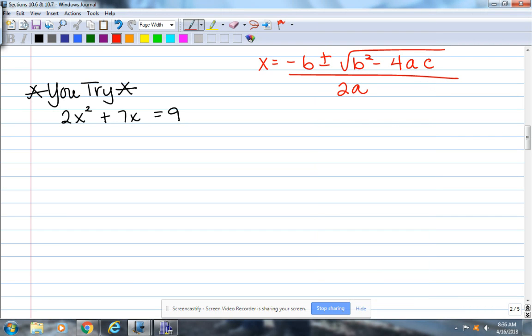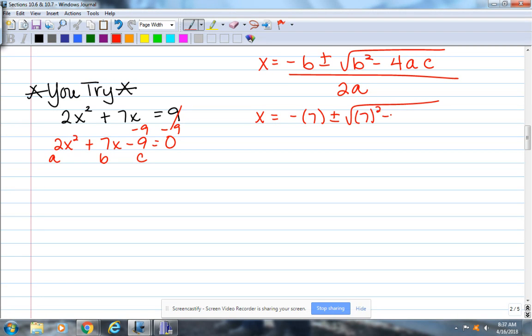All right, what did you have to do first to your equation, y'all? How'd you do that? Subtract 9 on both sides. So you got 2x squared plus 7x minus 9 equals 0. What's your a, b, and c? Negative 9. Okay. So I already wrote my formula, so I'm going to plug it in. x equals negative, what's b? Plus and minus the square root of what's b? 7 squared minus 4 times what's a? What's c?